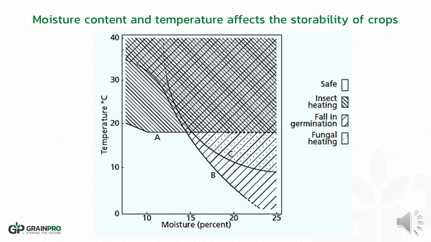The graph shows how the relationship between moisture content and temperature affects the storability of food. Higher temperature requires lower moisture content for safe storage. For seeds, lower moisture is required since germination is much more sensitive compared to other parameters.